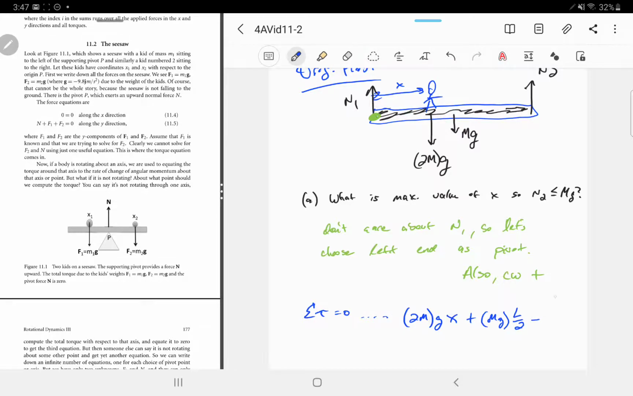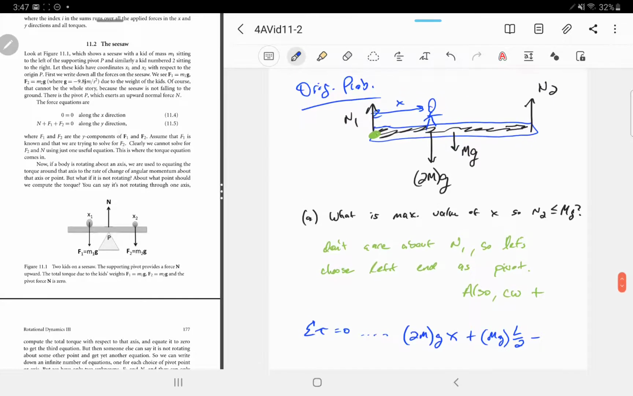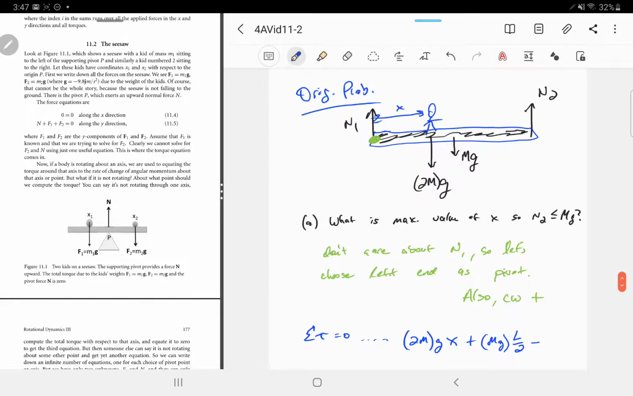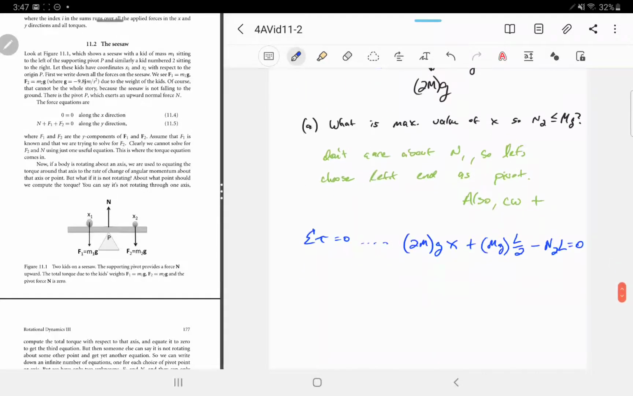And then minus: those two torques were positive, since they tended to rotate the rod clockwise, but N2 tends to rotate it counterclockwise. So we have minus N2 L, because it's located a whole distance L away from the left end of the rod. Those torques sum to 0. So I'm going to move N2 to one side and divide by L. N2 looks like it's 1/2 mg plus 2mg times x over L, sorry, x over L.